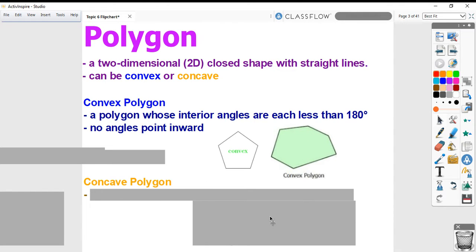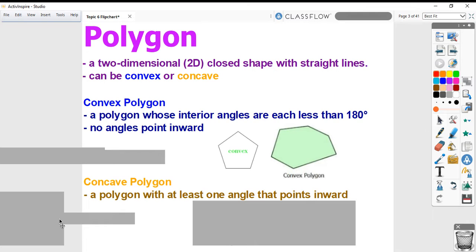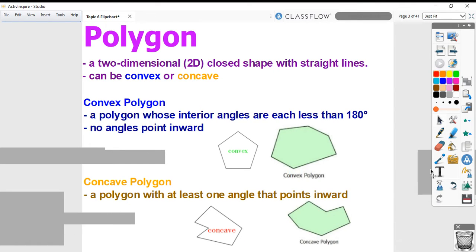A concave polygon is the one that's in opposition to that. A concave polygon does have at least one angle that points inward. When you look at this right here, this corner of the polygon cuts into the shape. Same with this one right here. It points towards the middle of the shape rather than towards the outside. So that's your definition for convex and concave.